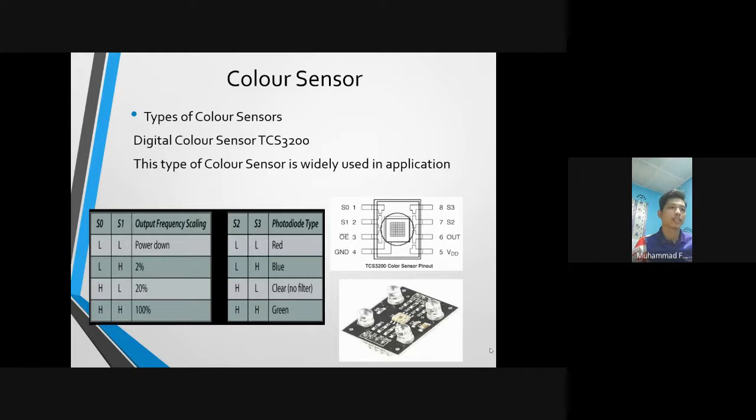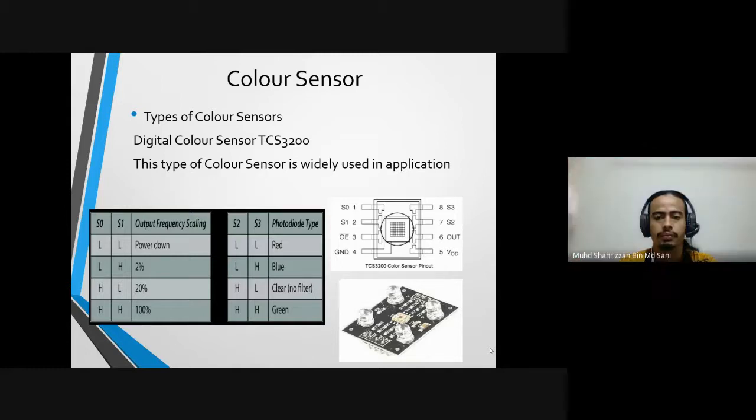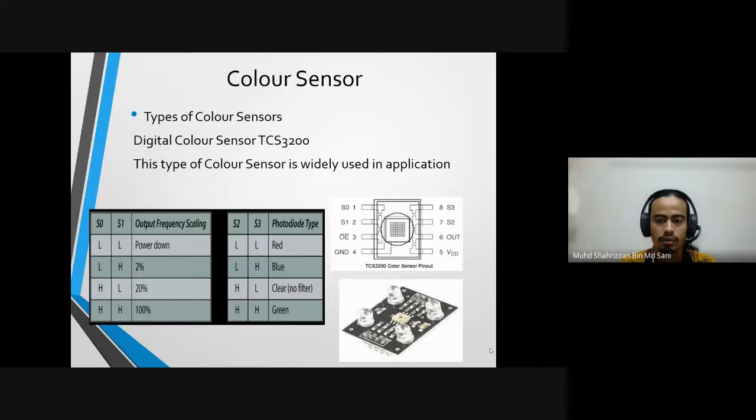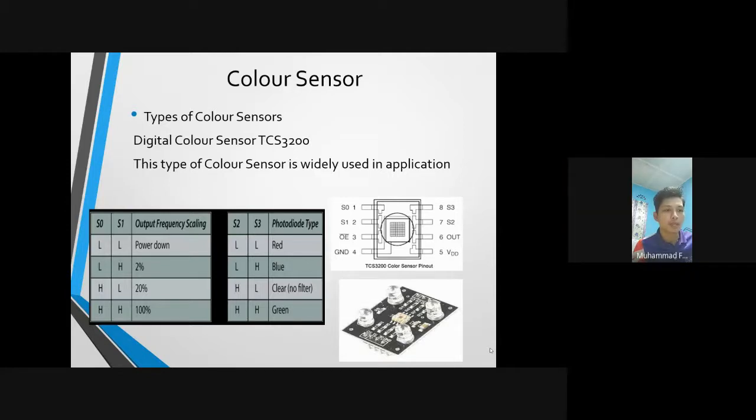Okay, about the types of color sensor, the digital color sensor TCS3200. This type of color sensor is widely used in applications. We have S0, S1, S2, S3. S0 and S1 set the output frequency scaling. S2 and S3 select the photodiode type. The output frequency scaling options are power down, 2%, 20%, and 100%. The photodiode types are red, blue, clear, and green.